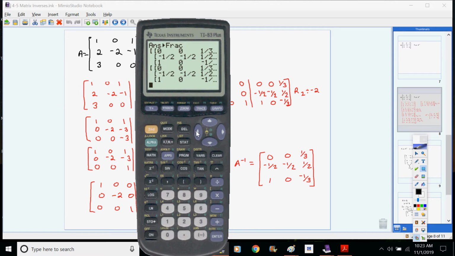And the second row, negative 1/2, negative 1/2. We can go over a little bit to find the 1/2. And then the 1, 0, negative 1/3, and you can just write down the inverse from the calculator. And so that's kind of neat. We have just a little bit more to go on this. I wanted to show you also.